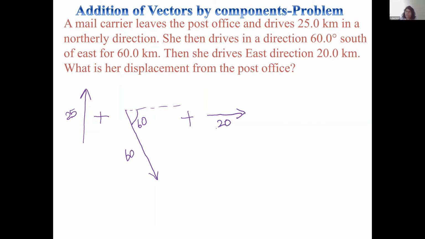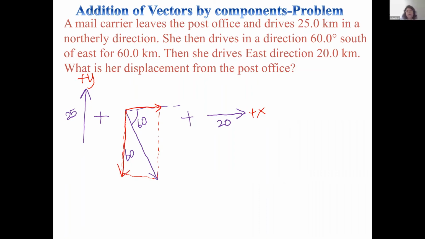So now you need to identify which quadrant these vectors are in first. The first one is not in a quadrant, but it is exactly in the positive y direction. The third is exactly in the positive x direction. Only the second vector is not in the x direction or y direction. That means I definitely need to complete the parallelogram and find the x and y components of this vector. Let's say I completed it. I need to find this distance and this distance.